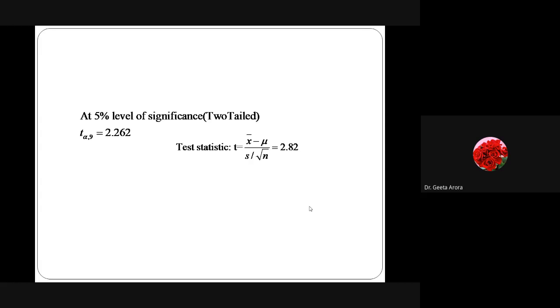So what we can say now? Hypothesis is accepted or rejected. Let's see what others are saying.